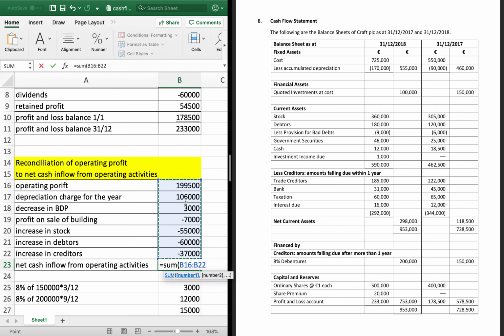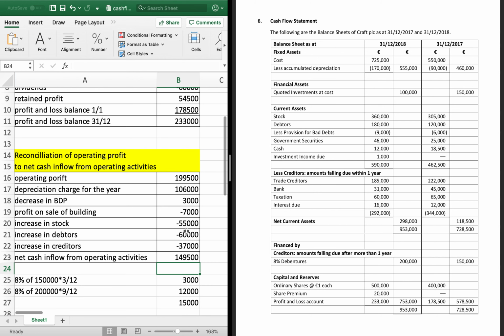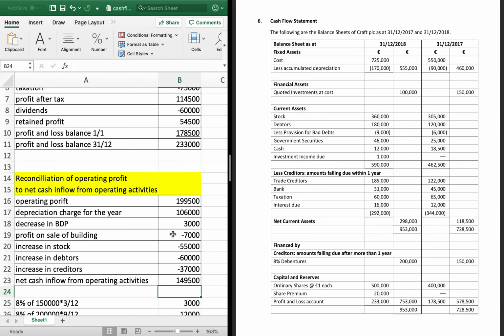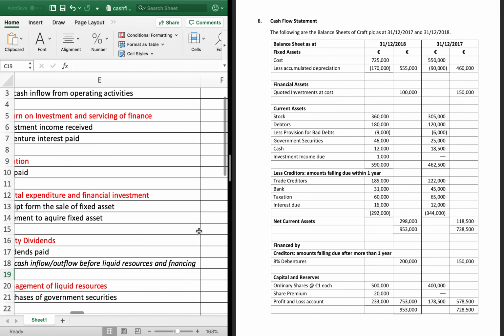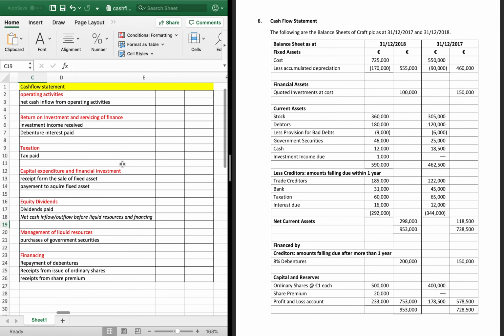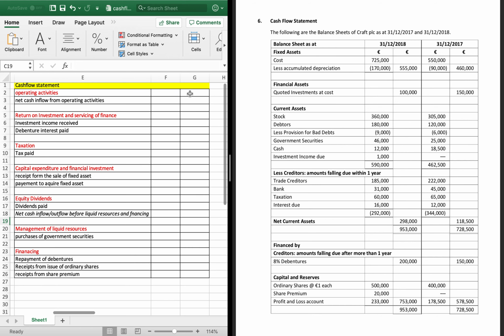So hopefully I've done all this right. Won't know until the end, but 149,500 is our net cash inflow from operating activities. Hopefully that's okay. Alright, we move on. That 149,500 becomes your starting figure, obviously, over in our cash flow statement.